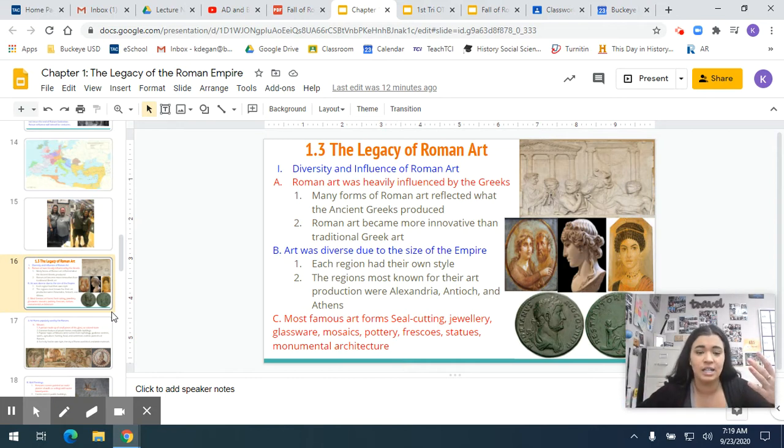So Roman art became more innovative than traditional Greek art, and there are lots of ways they were able to do this. Art was diverse due to the size of the empire. You have to remember the western part of the empire was a lot different than the eastern part of the empire. And we see that because the Western Empire is the side that ends up collapsing and the East ends up thriving.